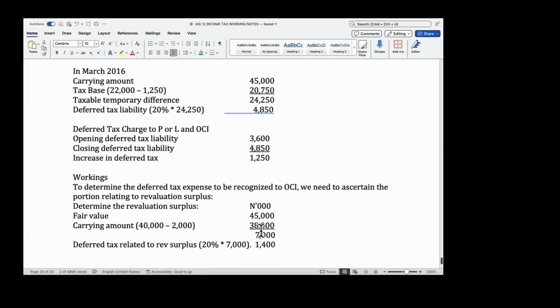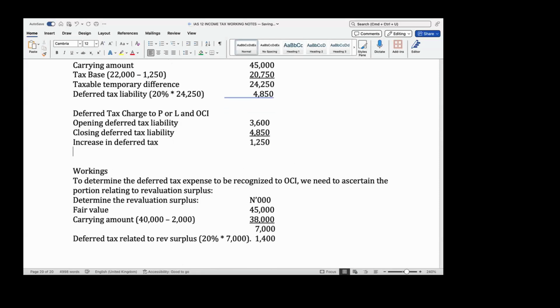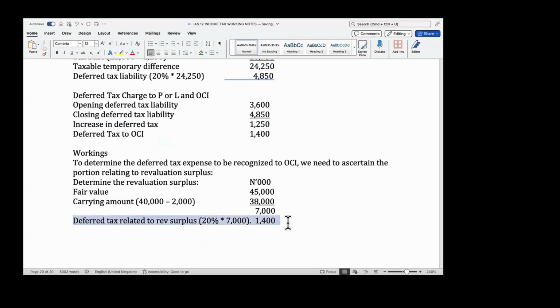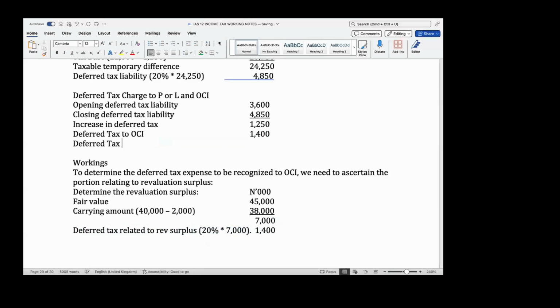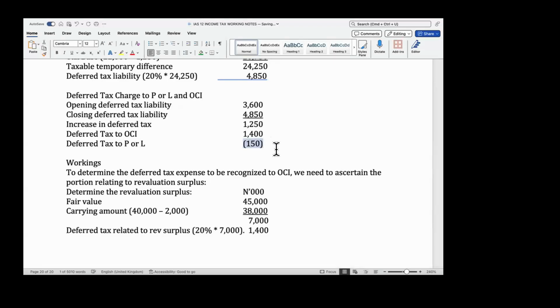Okay, we're on the right track. So this increase in deferred tax that we have, what portion will go to P&L and what portion will go to OCI, because everything cannot go to P&L. So deferred tax to OCI, that's 1,400 from what we computed here. So if I take this one away from it, deferred tax to P&L, what's the difference? That's a negative 150 is what will go to P&L eventually.